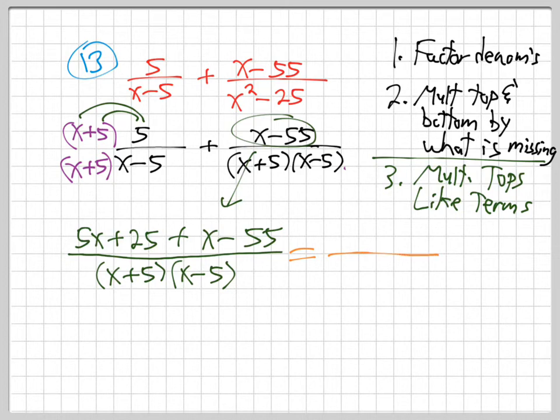And now we combine the like terms on the top. So 5x and 1x is 6x. 25 minus 55? Oh, it's going to be an extra step. Okay. And then x plus 5. There's one more step on this one. Oh, shoot, I didn't realize that x minus 5. We good to here? Yeah, good.